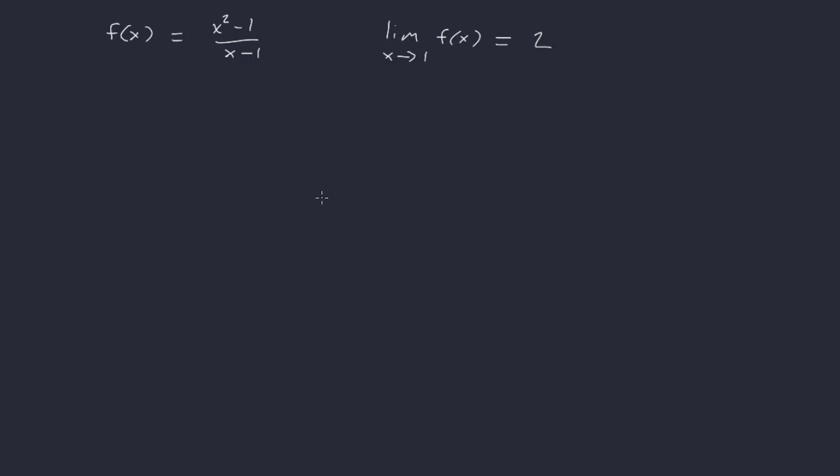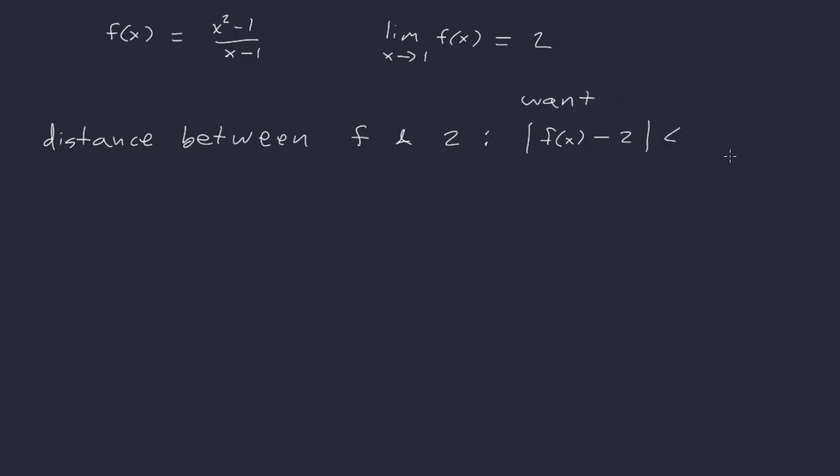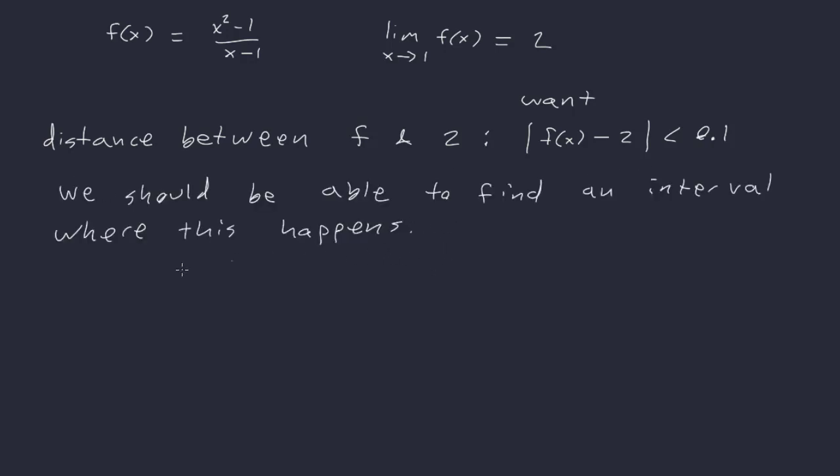Okay, so what this means is that the distance between f and 2, which would be the absolute value of f of x minus 2, say we want this less than 0.1. We want the distance between these two values less than 0.1. We should be able to find an interval where this happens. Okay? And how we do that is we play around with this a little bit. Don't feel too bad if you're having trouble following this.